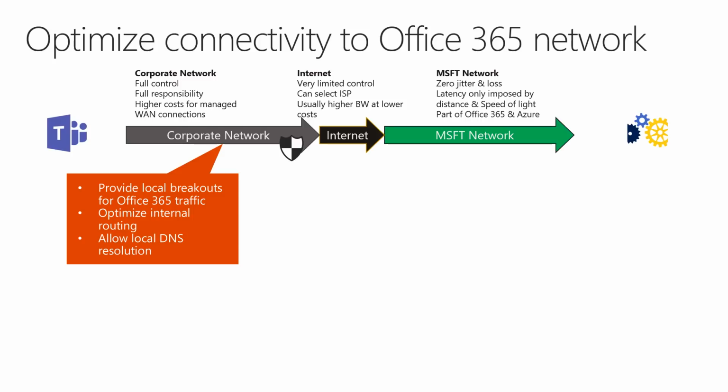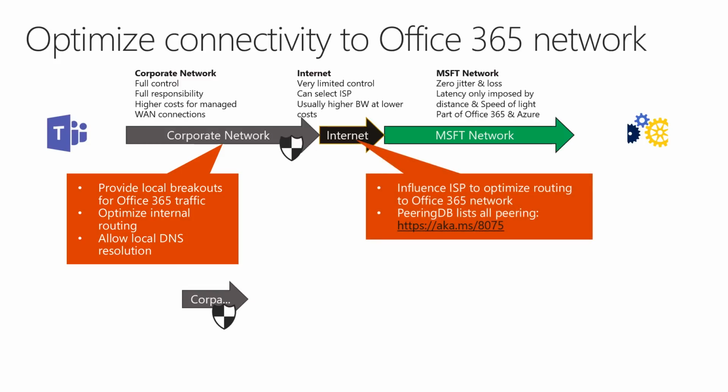Optimize your internal routing. Make sure that you don't send everything to a central location first, or that you don't send your traffic on any detours. This will help not only latency, but also reduce the amount of bandwidth that you are using on your internal network. And allow for local DNS resolution, so that all users can use services as local to their location as possible. So if you do all of that, then the length of the network path that the traffic needs to travel on the corporate network might shrink substantially.